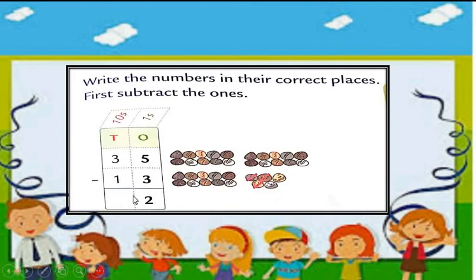Here is the equation prepared for us. We are going to learn double digit subtraction, how to subtract 2-digit numbers. First of all, subtract the ones. Find out which number is at the ones place. 5 minus 3. Okay. Now move towards here.